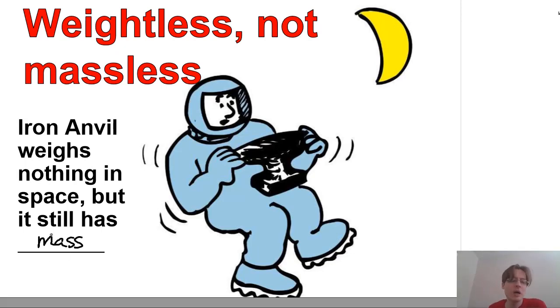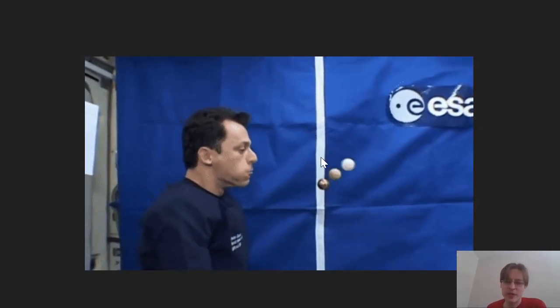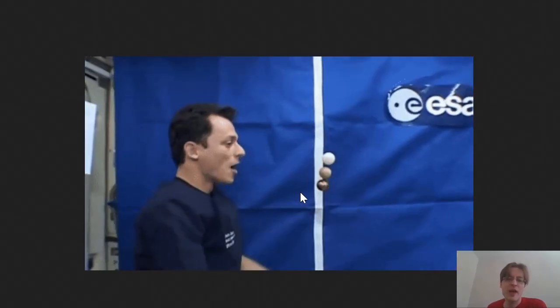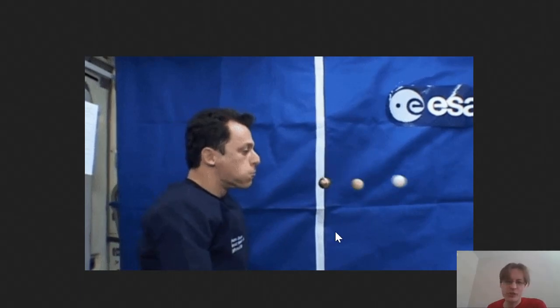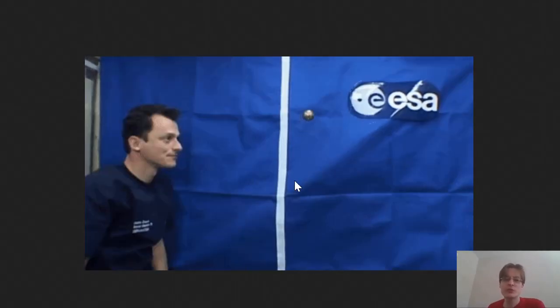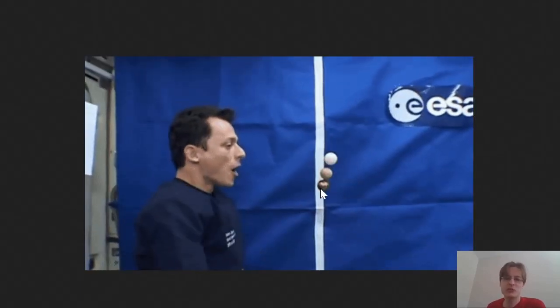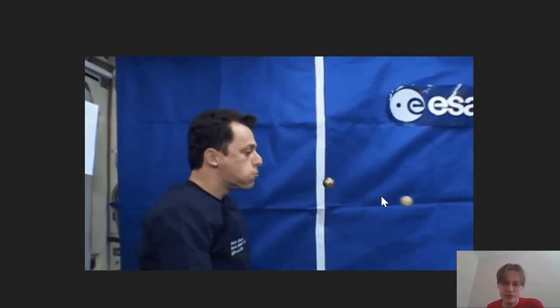Another example to distinguish mass versus weight. Like these, for example, these balls are in a zero gravity environment. They're just hovering, floating there. Do they still have mass? They obviously do, because look at that metal ball. He's pushing on it, but it's demonstrating its inertia, its mass. It's resisting acceleration because of its mass.